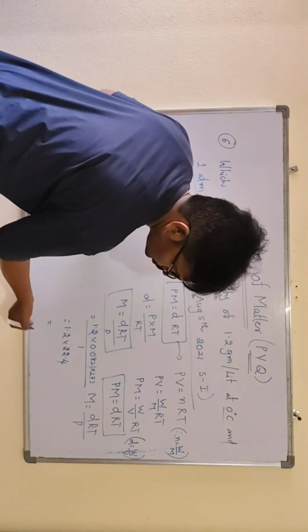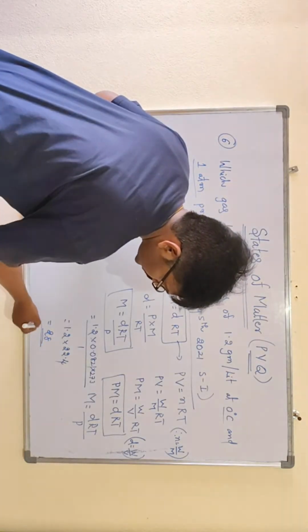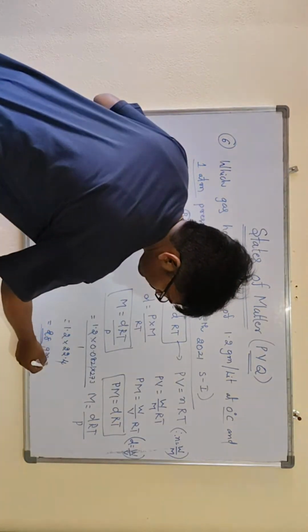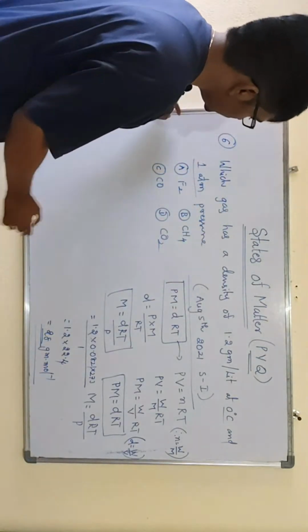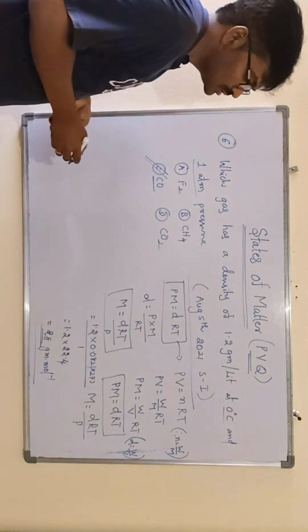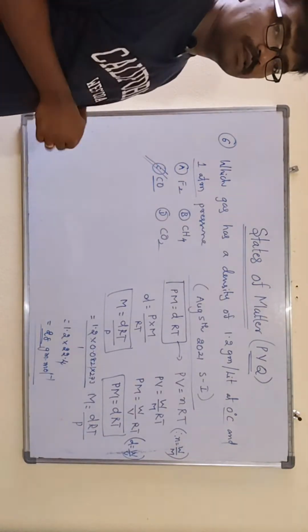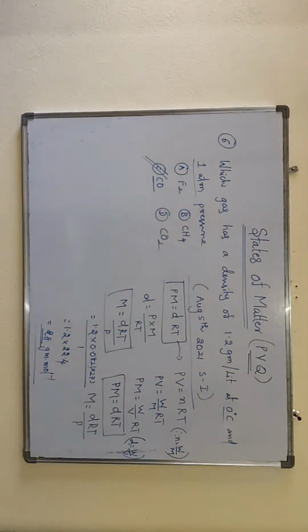So 1.2 into 0.0821 into 273, if you take, that is 22.4. 22.4 into 1.2, if you get, nearly 28 molar mass, you can get 28 gram per mole. So this is the molar mass 28, so carbon monoxide is the correct answer for this. Clear, all of you?